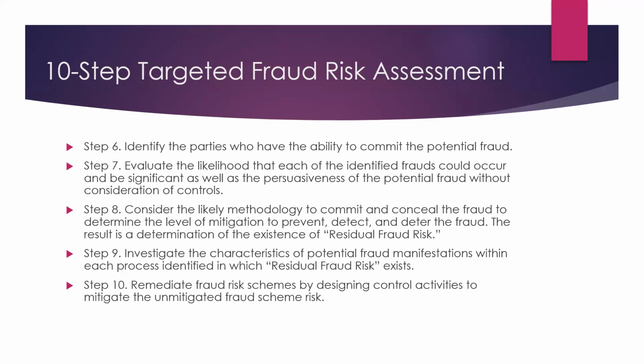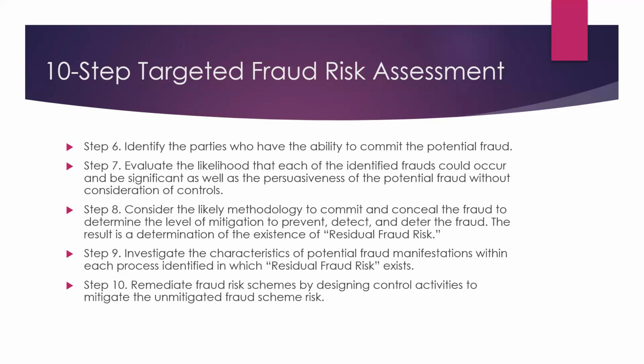Then step 7, evaluate the likelihood that each of the identified frauds could occur and be significant, as well as the pervasiveness of the potential fraud. I think that's supposed to be pervasive, not persuasive, without consideration of controls. So during step 7, we're going to assess the likelihood that each of the identified frauds could occur on the scale of remote or reasonably possible or probable.